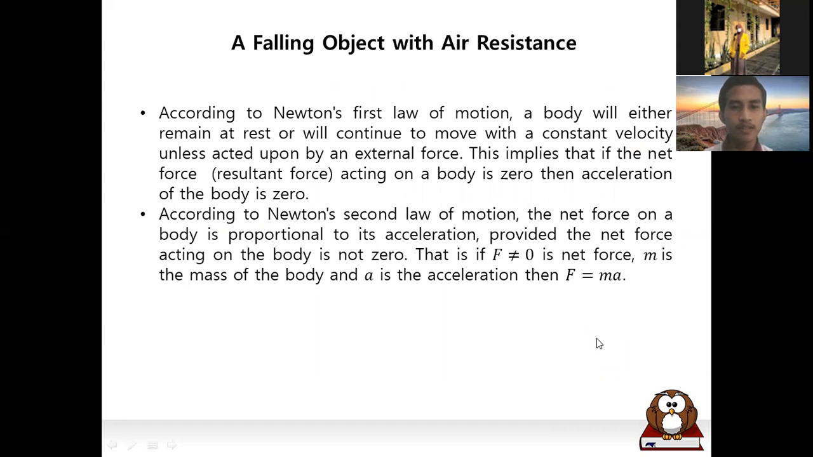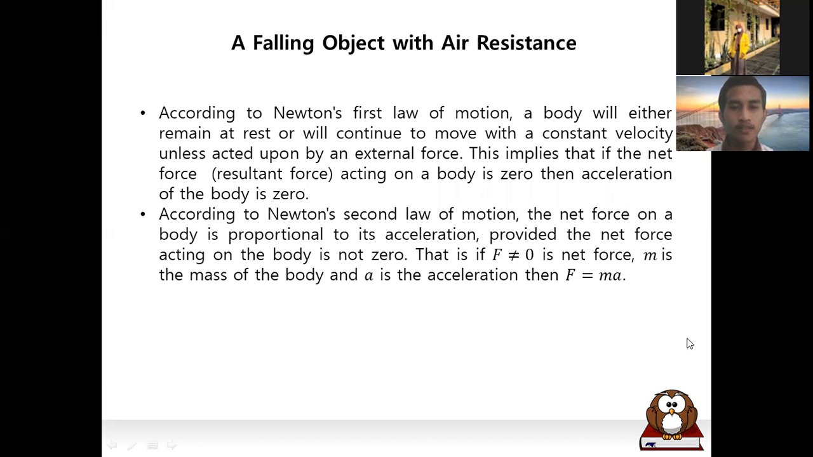According to Newton's first law of motion, a body will either remain at rest or will continue to move with a constant velocity unless acted upon by an external force. This implies that if the net force or resultant force acting on a body is zero, then the acceleration of the body is zero.